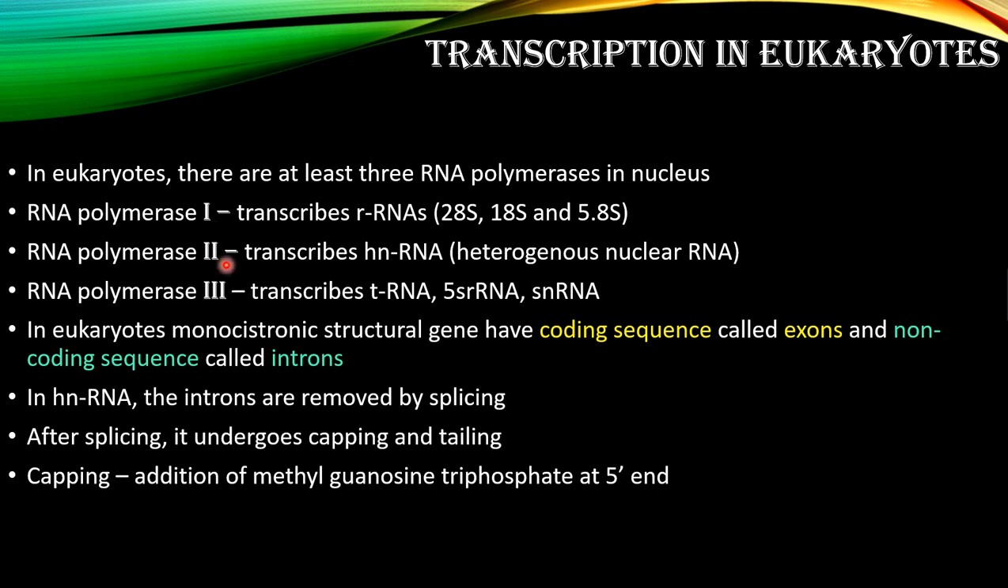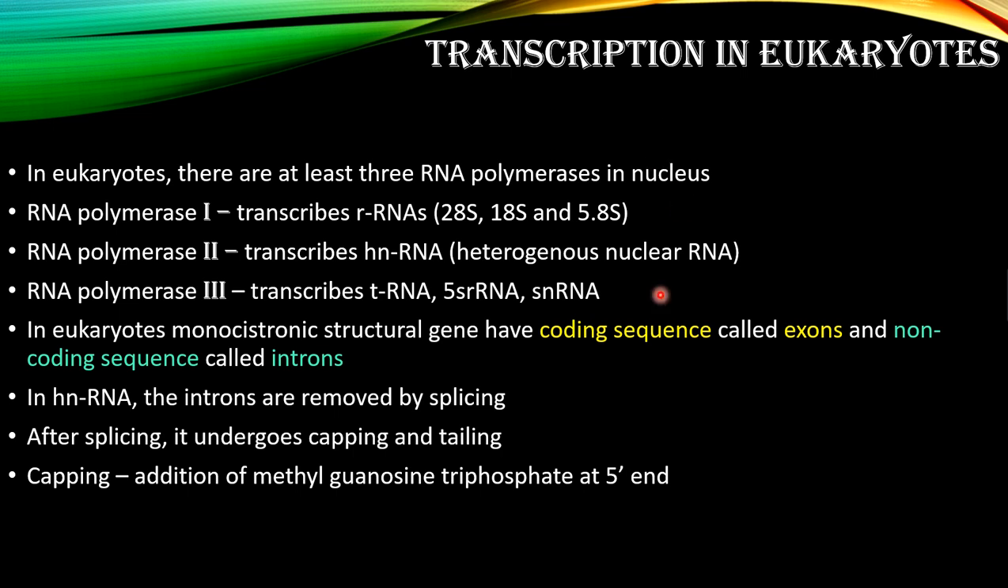Second one, RNA polymerase 2. It can transcribe heterogeneous nuclear RNA. What is the second one? Heterogeneous nuclear RNA. It's transcribed by RNA polymerase 2. Now next one, RNA polymerase 3. It can transcribe tRNA, transfer RNA, 5S small ribosomal RNA, and snRNA, small nuclear RNA. These are the various RNAs transcribed by the enzyme RNA polymerase 3. So these are the three RNA polymerases involved in transcription in eukaryotes, right?